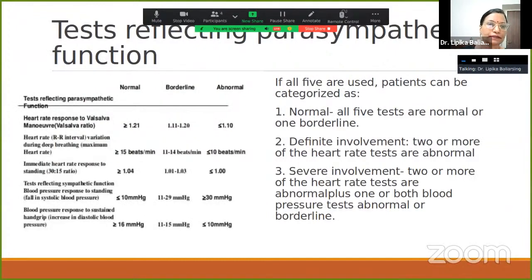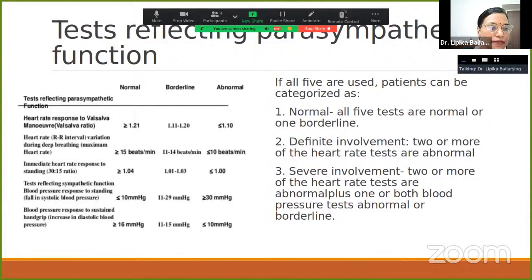So coming to interpreting the results of these tests. For the tests reflecting parasympathetic function, where the heart rate responds to the Valsalva maneuver, the ratio is normal if it is more than 1.21, borderline if it is between 1.11 and 1.20, and abnormal if it is less than 1.10. For the heart rate variation during deep breathing, the maximum heart rate variation is normal if it is equal to or more than 15 beats per minute. If it is 11 to 14 beats per minute, that is borderline, and if it is less than or equal to 10 beats per minute, it is abnormal.